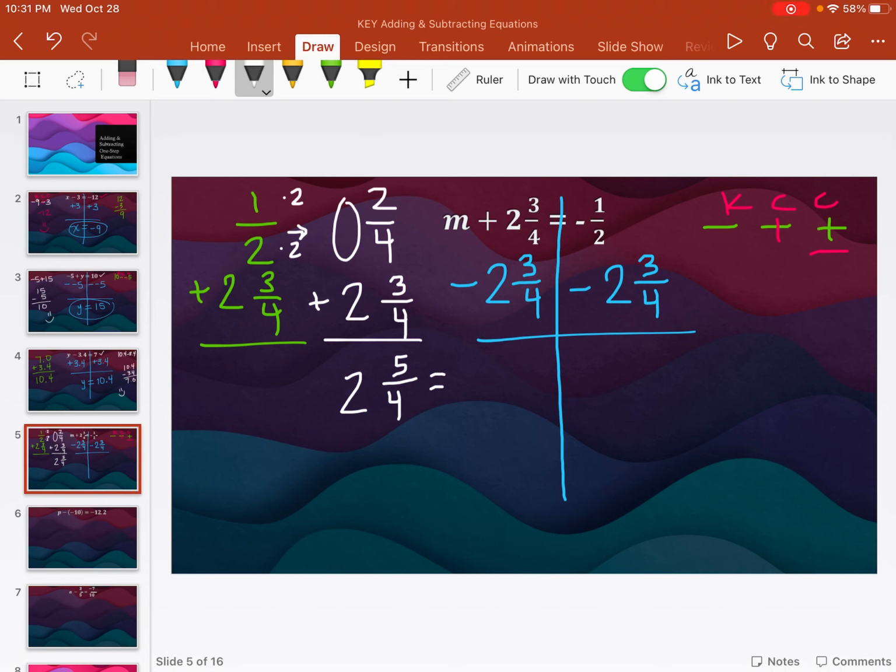And then I can simplify that. I've got like a mixed number and an improper fraction all in one, so I got to simplify that. So 5/4 is equal to 1 1/4 plus the 2 I already had. So I'm getting that m is equal to 3 1/4. As always, you can substitute that in and check your work.